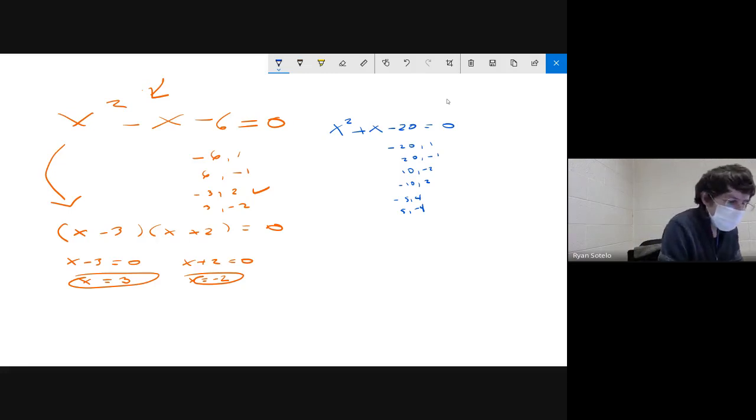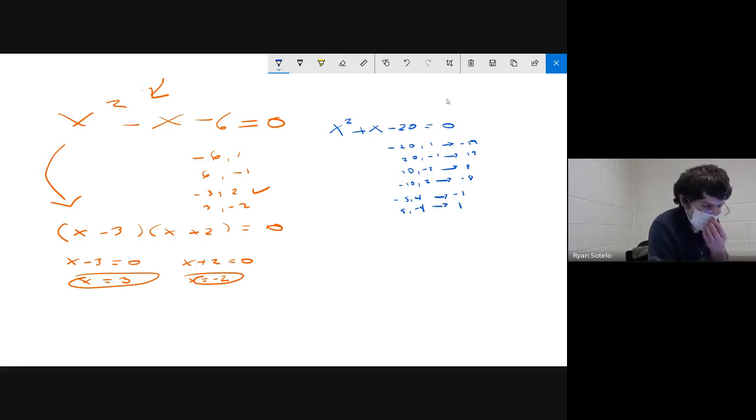So I might be doing more than I have to do. If I added these ones, I would get -19. If I added these ones, I'd get +19. If I added these ones, I would get 8. And this would be -8. And if I added these ones, I would get -1. If I added these ones, I'd get +1. This number is +1. So it's this pair that I'm going to choose, because I need it to add to 1.